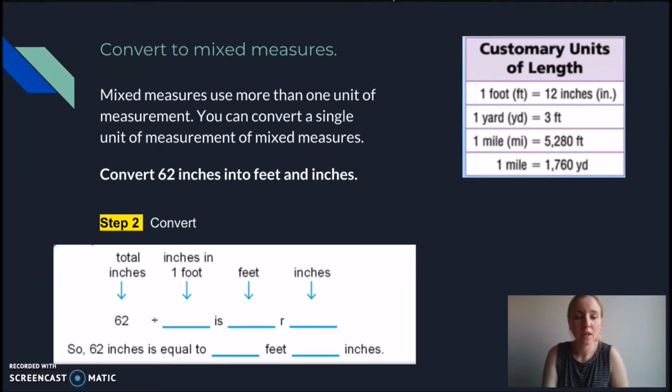So dividing, we are going to take our total inches, which is 62. We have 12 inches in 1 foot, so 62 divided by 12 is 5 with a remainder of 2. So therefore, our answer is 62 inches equals 5 feet and 2 inches.